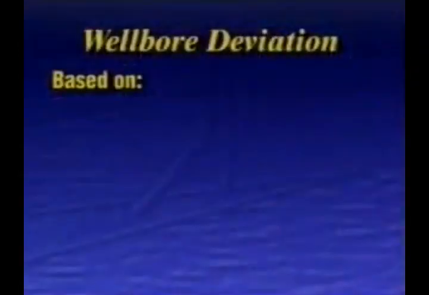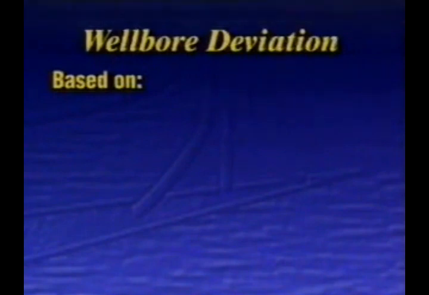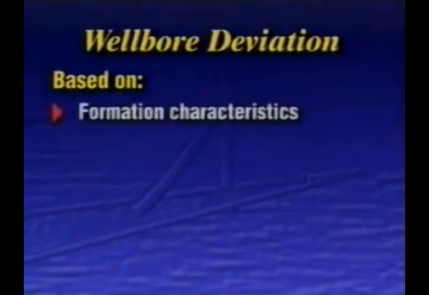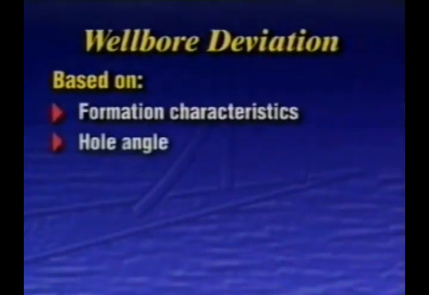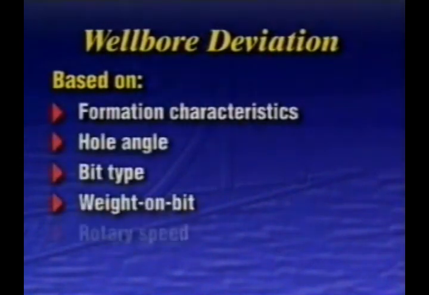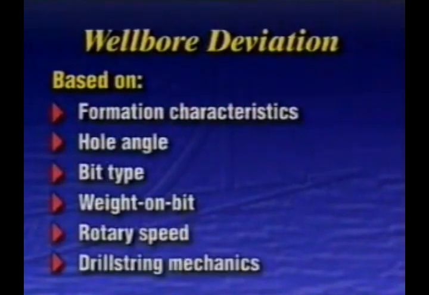We can trace the development of directional drilling to the industry's long-standing concern with deviation control. Wellbore deviation results from forces acting on the drill bit. While the relationships among these forces are complex and not completely understood, we can say that they're related to formation characteristics, hole angle, bit type, bit weight, rotary speed, and drill string mechanics. The most significant research that's been done on wellbore deviation has been in the area of drill string mechanics.